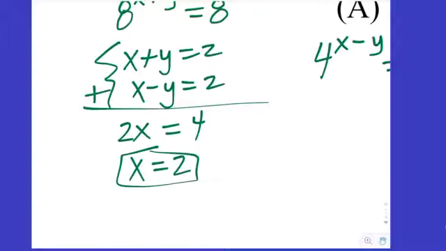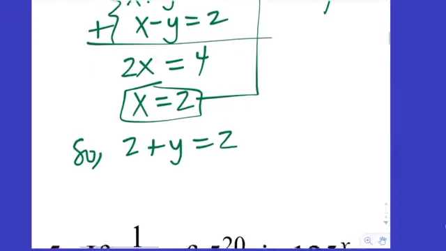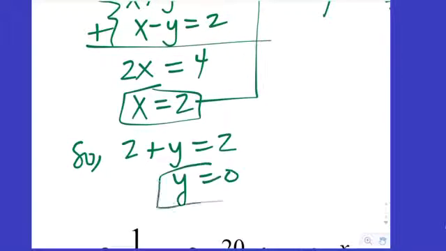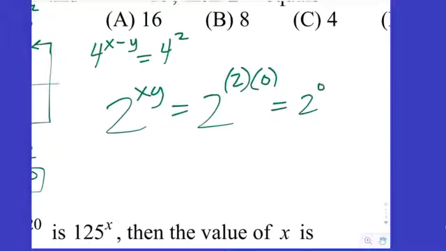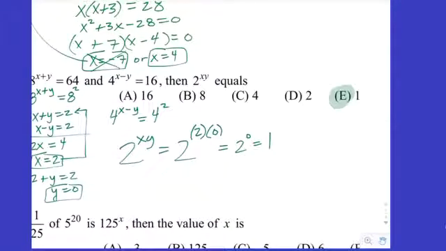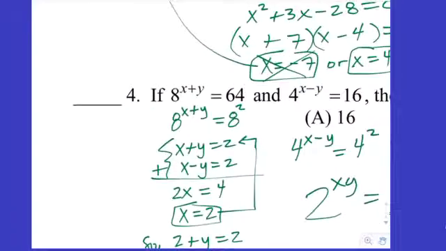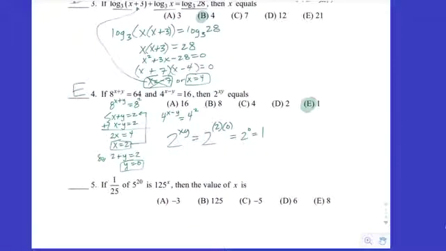So x is 2. And then to find y, all you got to do is plug it back into either one of those. I'll plug it into the top one. So 2 plus y has to equal 2, which if you subtract 2, you get y equals 0. So now we know x and y, we can plug it in. So 2 to the xy power is equal to 2 to the 2 times 0 power. Well, that's the same as 2 to the 0 power, and 2 to the 0 power is 1. And there is your answer. It was E on the test. Tomorrow you'll just stop after you show all that work. I know I'm going fast, but you can hit pause. You can replay as many times as you need to get it.